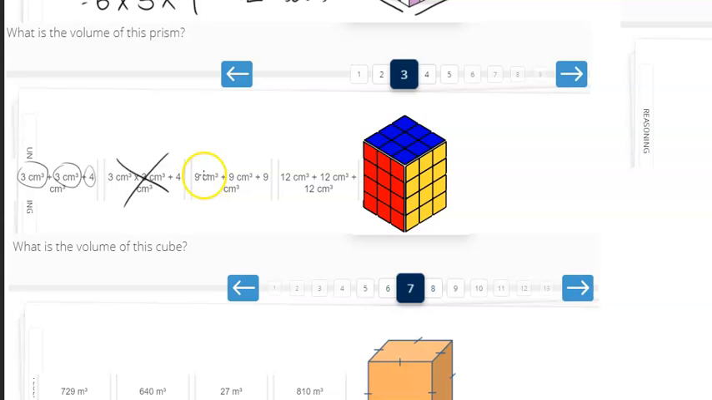Can't be this one. This one's a certain number plus a certain number plus a certain number. And then again, another one, a certain number plus a certain number plus a certain number. Now these numbers need to be consistent. So here we have a 3, a 3, and a 4. So we've got these two left, 9 plus 9 plus 9 cubic meters, or 12 plus 12 plus 12 cubic meters. If we were to do 9, let's slice this up.